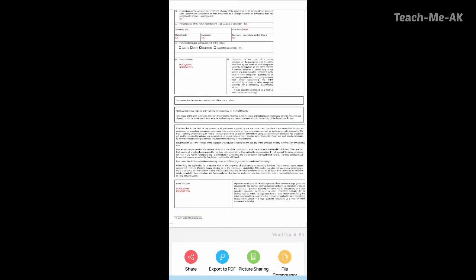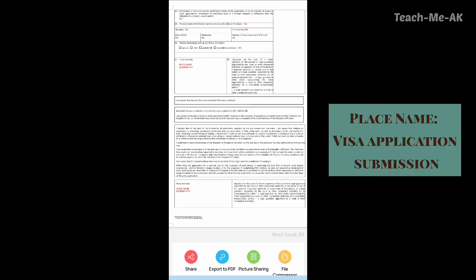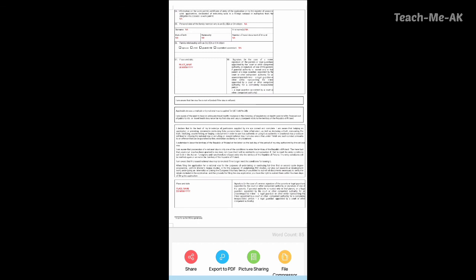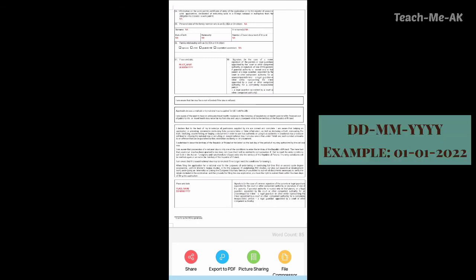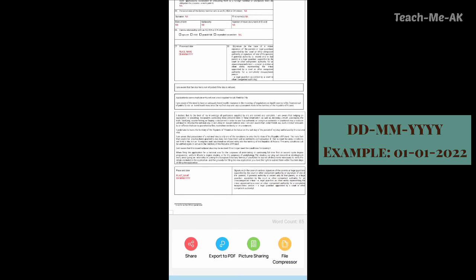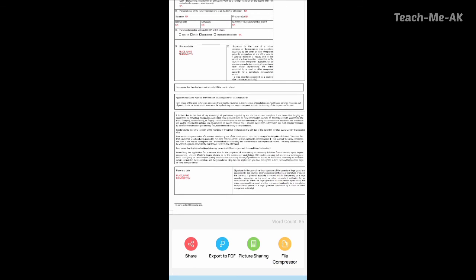And going to the last point, where again the place and date is mentioned, here also mention the place name where you are submitting your visa application, and similarly the date also in the format of DD-MMM-YYYY as shown here. So the date again here should be the date when you submit your application.